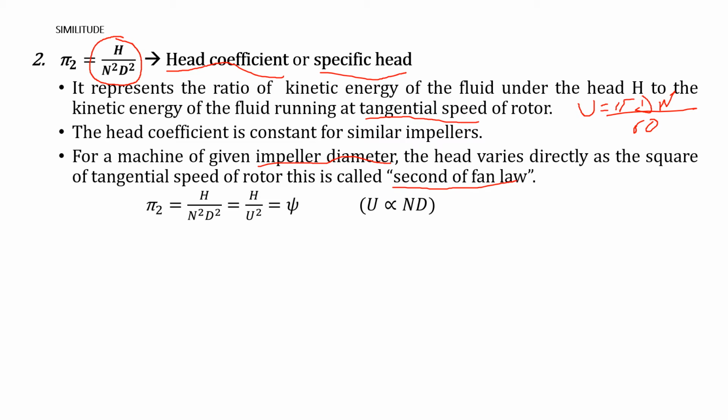So here we have the pi 2 term H by N square D square. As we discussed, N square D square can be replaced by the speed of the rotor U. So it is H by U square. This ratio we represent by the Greek symbol psi. This is the second pi term, the head coefficient. You need to remember all these coefficients: flow coefficient, head coefficient, and further what we are going to discuss now, power coefficient, Reynolds number, Mach number. We need to remember all these ratios.